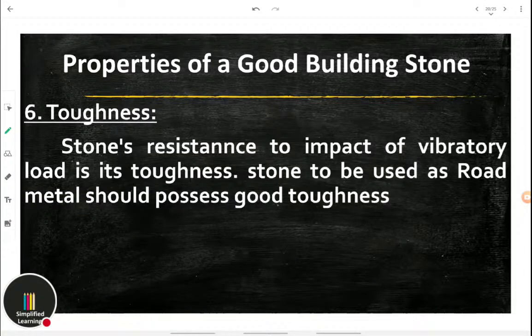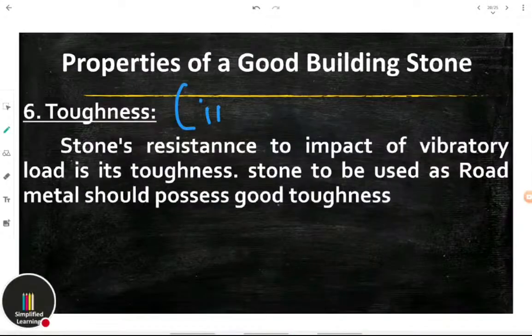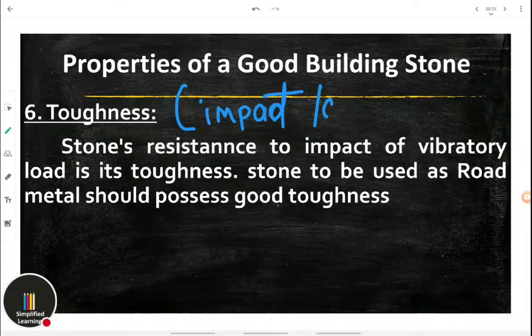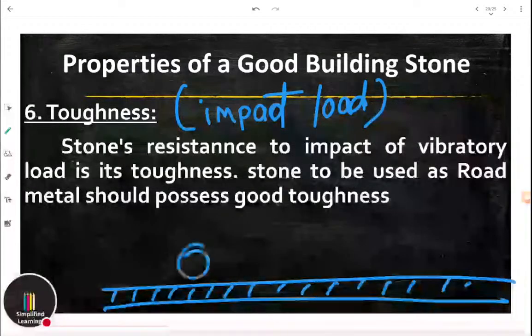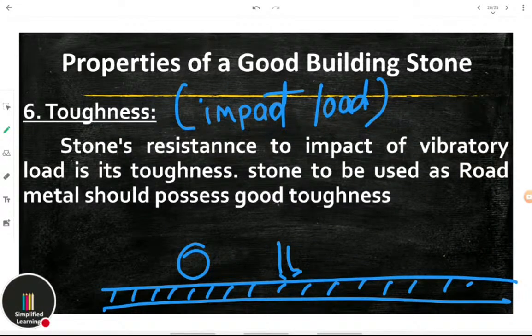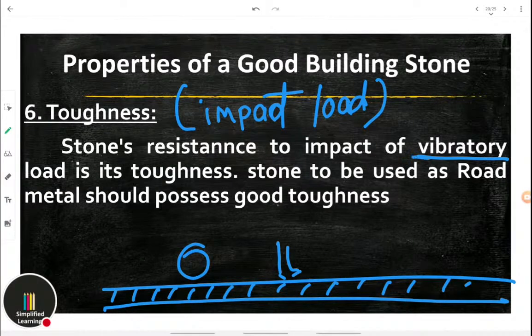When we are talking about toughness, it is obviously indicating impact loading. For example, a road is there, and for that road we have used a stone as the road ballast or road metal. Then the impact load will be coming from vehicles, from footsteps, or from any kind of force that the stone is going to receive in its lifespan.